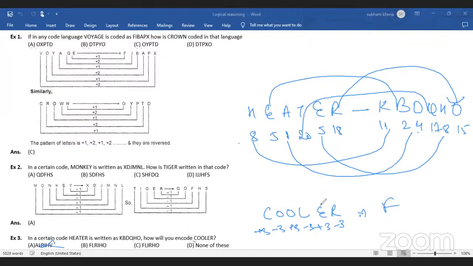This is gone. Okay. O minus 3, 15 minus 3, 12, L. O plus 3, 18, R. L minus 3, 12 minus 3. E plus 3, 8. And R minus 3, O. F L R I H O. F L R I H O. Option B is correct.